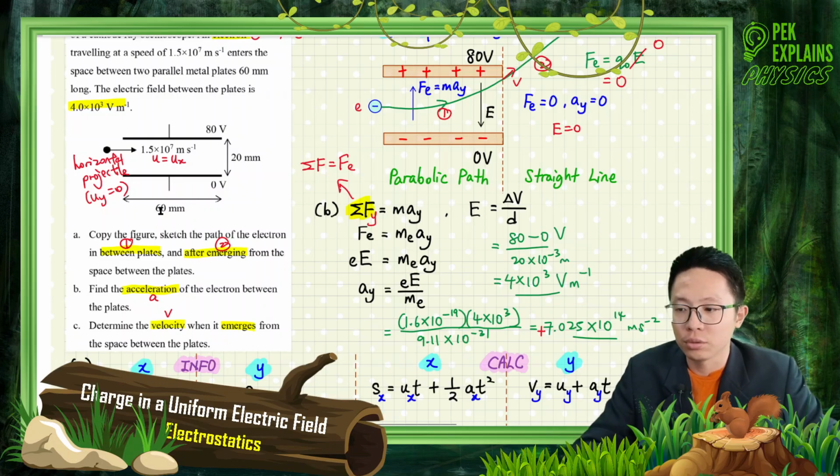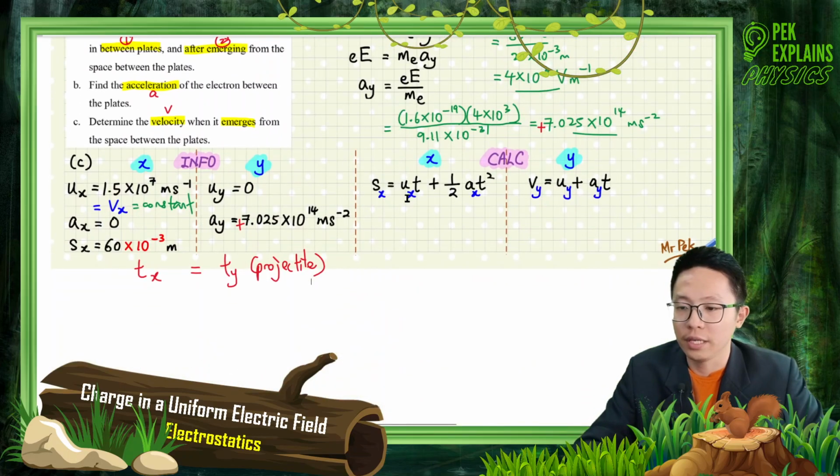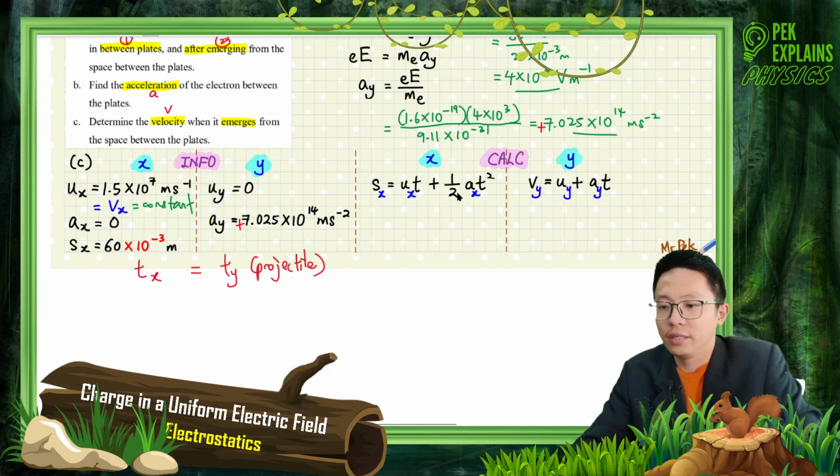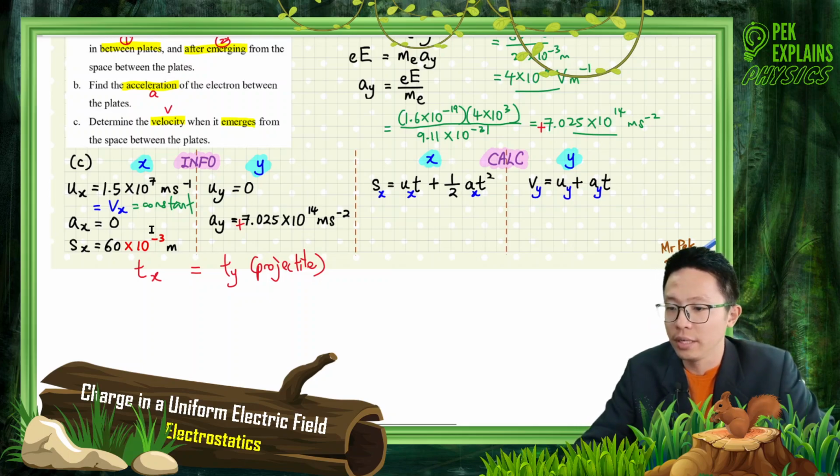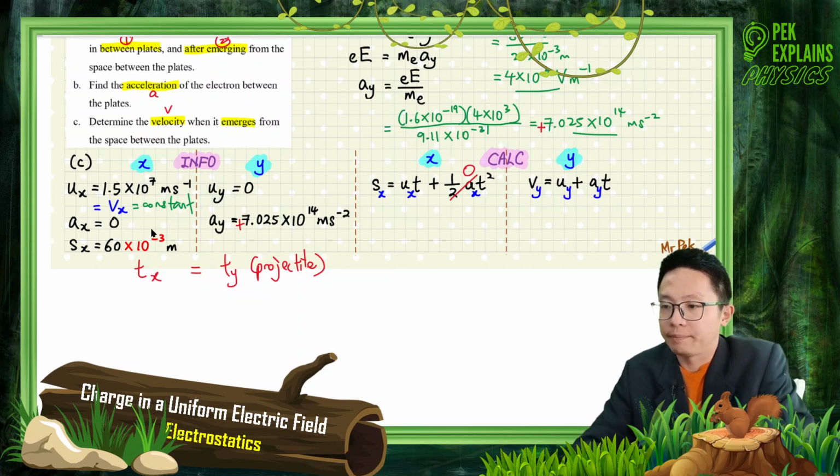How long does it take to travel 60 millimeter? Okay, let's find out the time. First of all, very simple. ax is 0, so we can cut off the ax here. Just put in the value 60 millimeter, milli is 10 exponent -3.